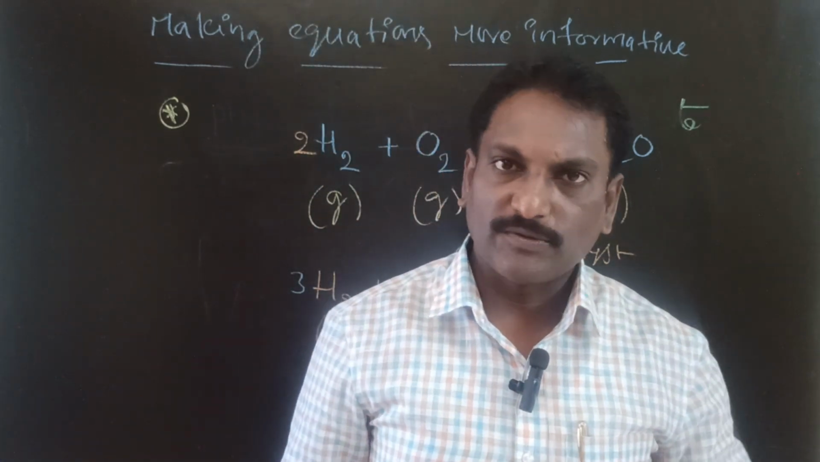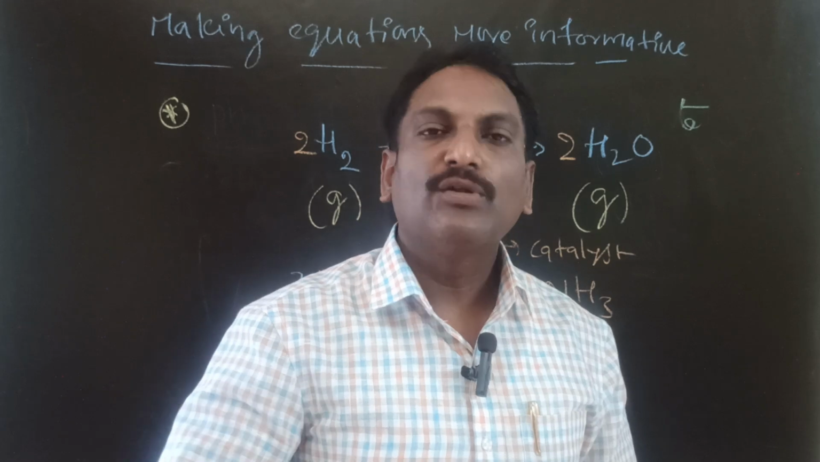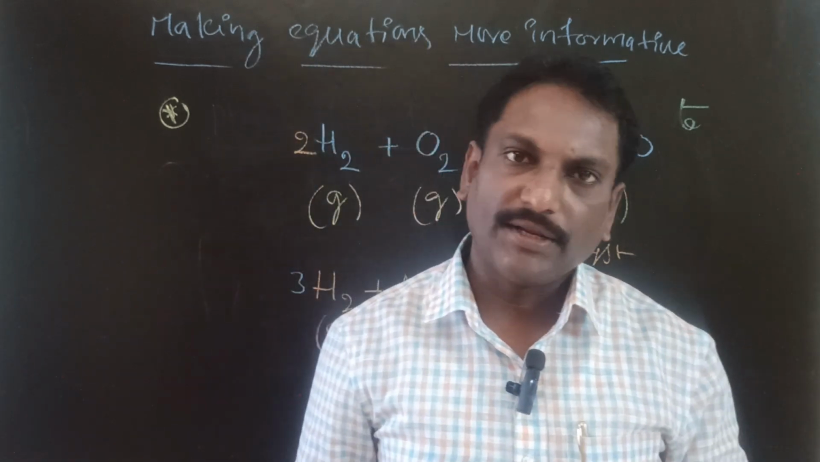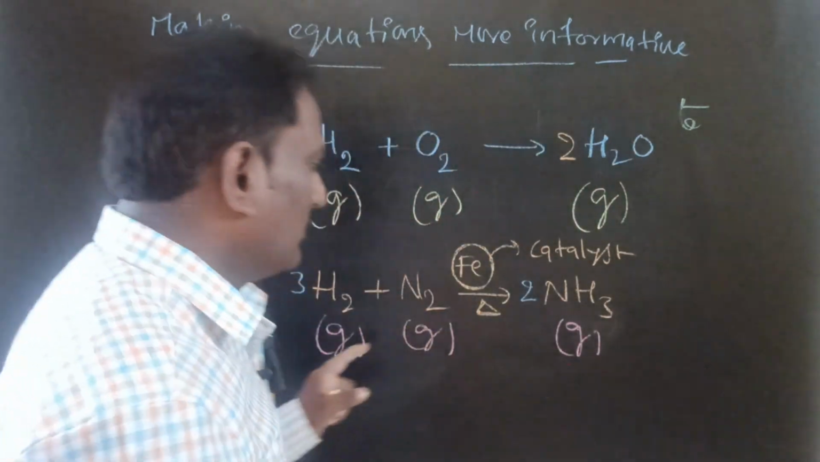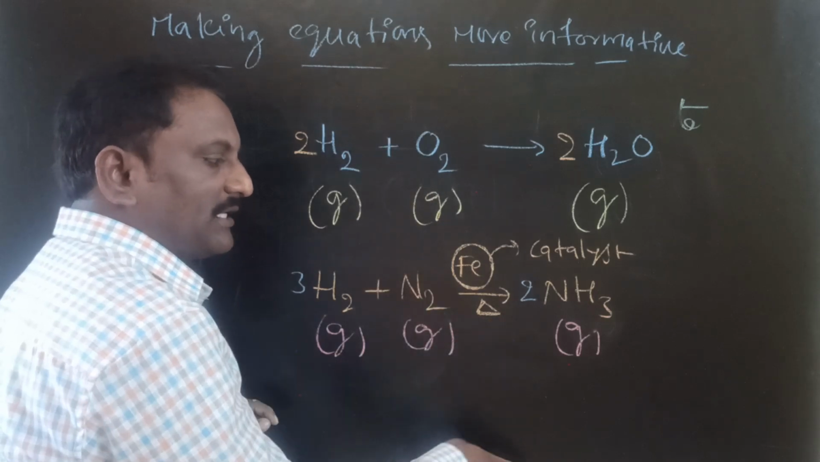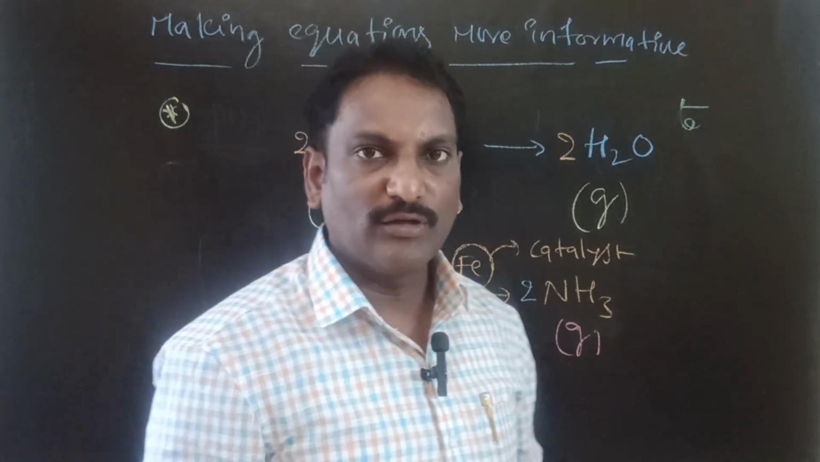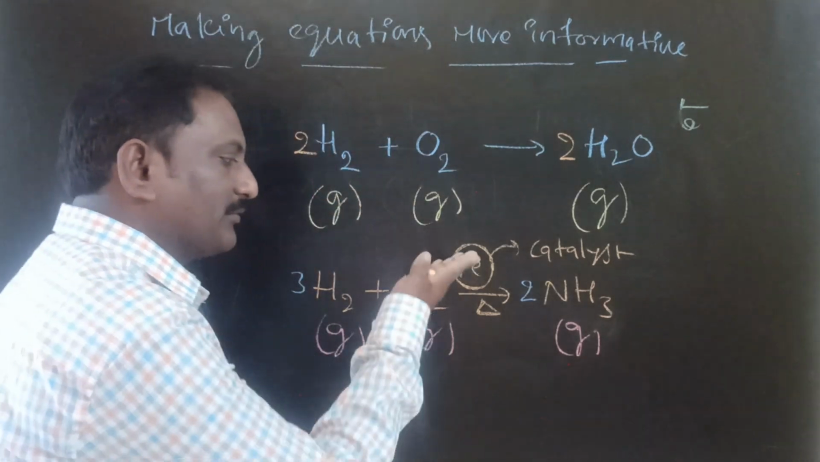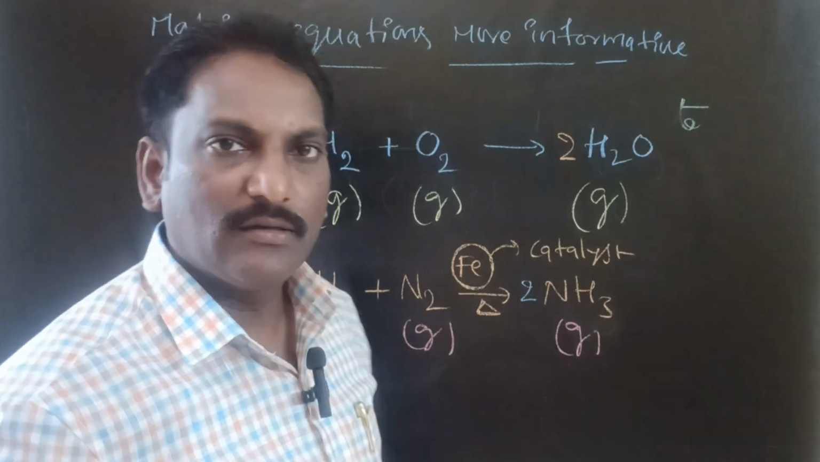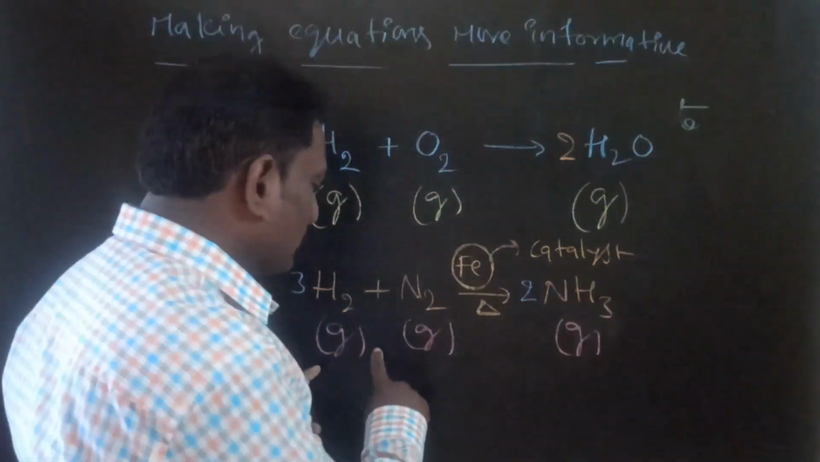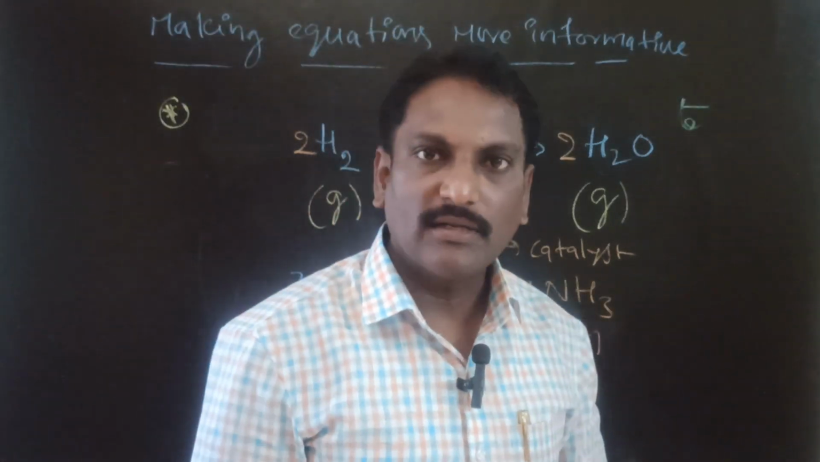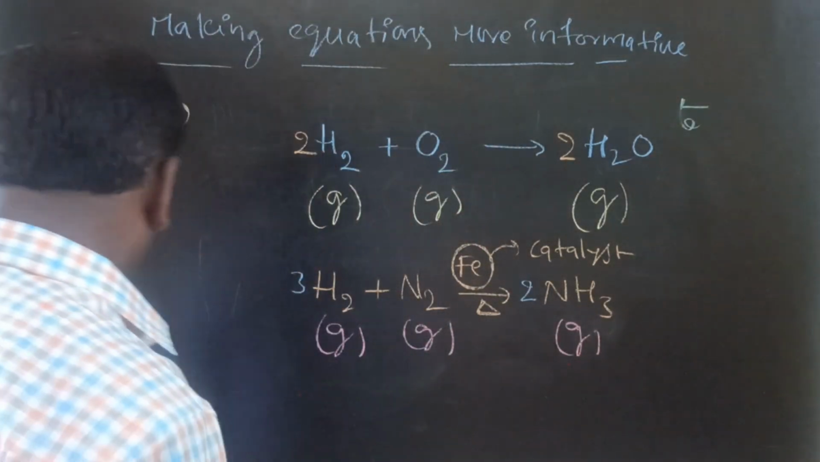Catalyst is a chemical substance which is added to a chemical reaction to increase or decrease the rate of the reaction, and which does not take part in the reaction. Here, iron doesn't take part in the chemical reaction, but it increases the rate of the reaction. So that's why we need to add iron to these reactants in order to get ammonia. So this is the physical state and this one is the reaction condition. Is it clear to you? Right. Next one.